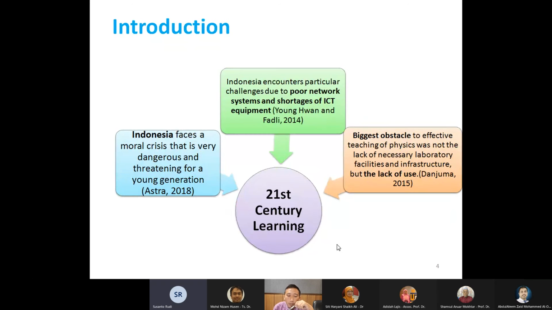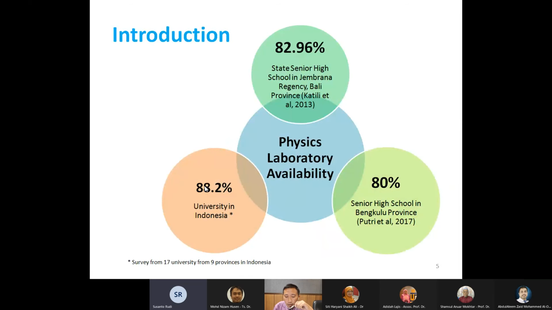instructional development. But in Indonesia, 21st century learning has many problems based on the literature. Indonesia encounters particular challenges due to poor network systems and a shortage of information communication technology equipment. Moreover, Danjuma also stated that the big obstacle to effective teaching of physics was not the lack of necessary laboratory facilities and infrastructure, but the lack of use. And Indonesia also faces a moral crisis that is very dangerous and threatening for the young generation, as stated by Astra 2018.